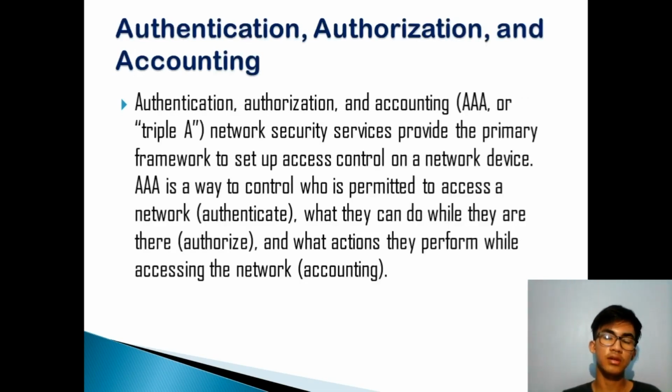Authentication, authorization, and accounting. Network security services provide the primary framework to set up access control on a network device. AAA is a way to control who is permitted to access a network, what they can do while they are there, and what actions they perform while accessing the network, which is accounting. So that's AAA: authentication, authorization, and accounting.